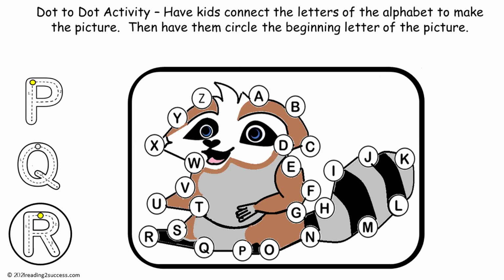Now have kids complete the dot-to-dot activity. Have them connect the letters of the alphabet to make the picture. Then have them circle the beginning letter of the picture.